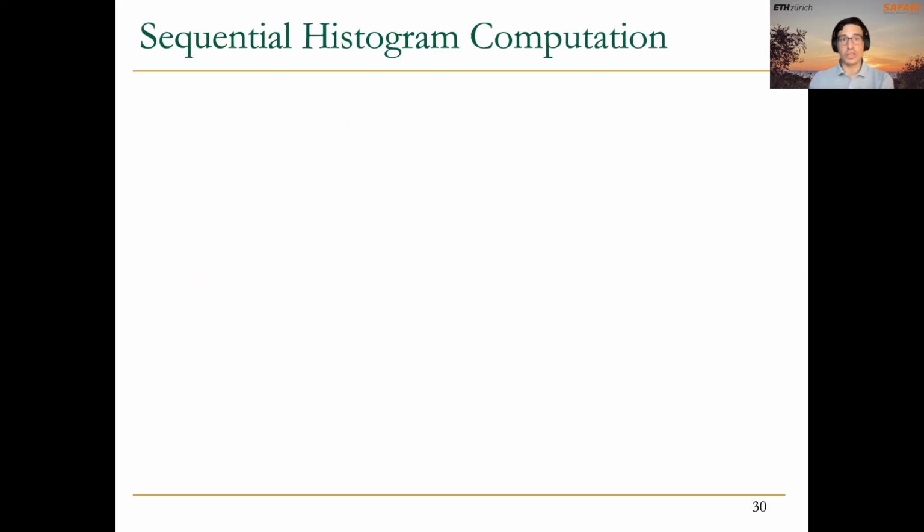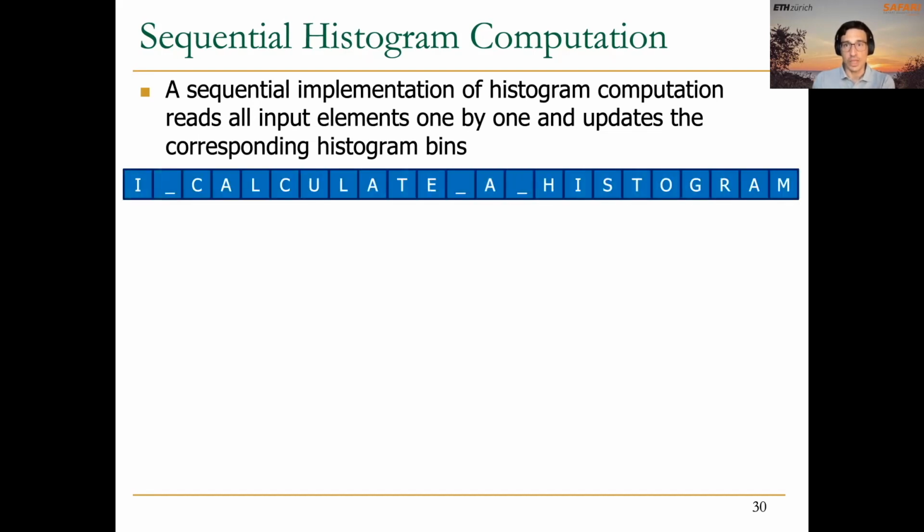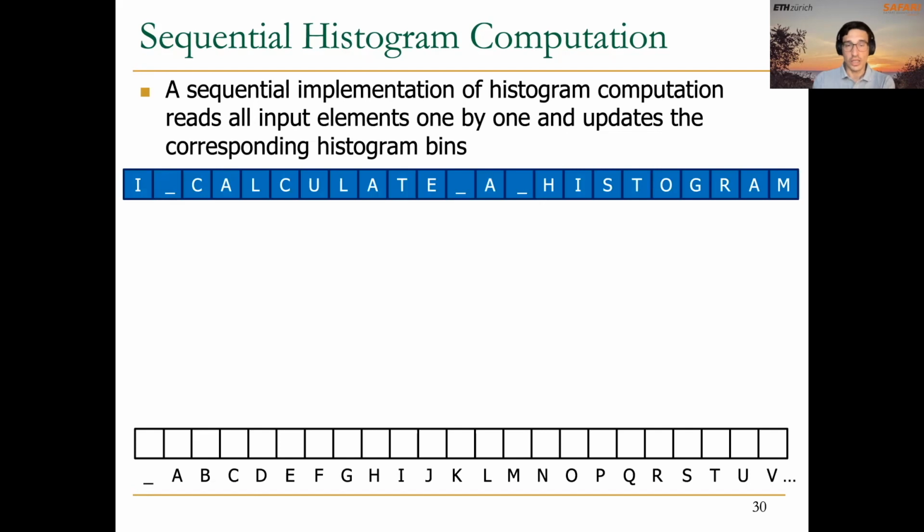The way of generating a histogram in a sequential manner is to go over all the elements of the input array, check the value, figure out which histogram bin we need to update, and then update the corresponding bin. In this case, we are going to generate the histogram for this sentence: I calculate a histogram. The histogram itself is here at the bottom, where you can see all possible values that we can have in the letters of this sentence.